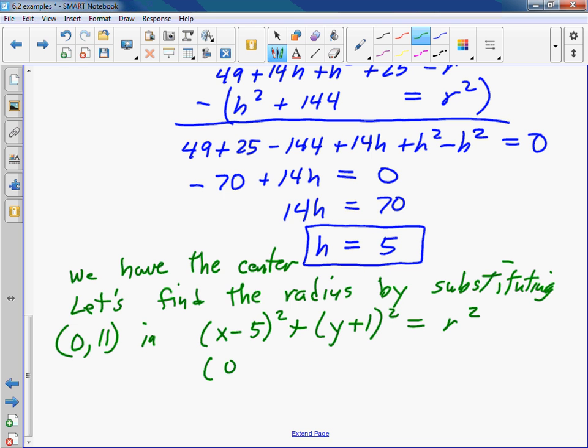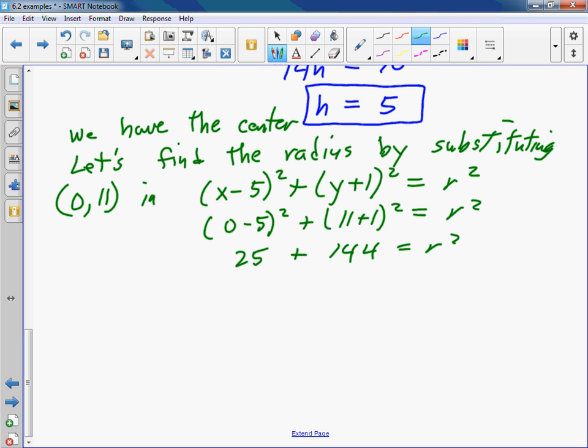the x part here is (0 − 5)² plus the y part is (11 + 1)² equals r². This is 25 plus, oh, this is a classic old one. Man, I'm almost disappointed. 25 and 144. This is the 5, 12, 13 Pythagorean triple. Man, boring. Okay, there it is. What's the final, ultimate equation of this circle?